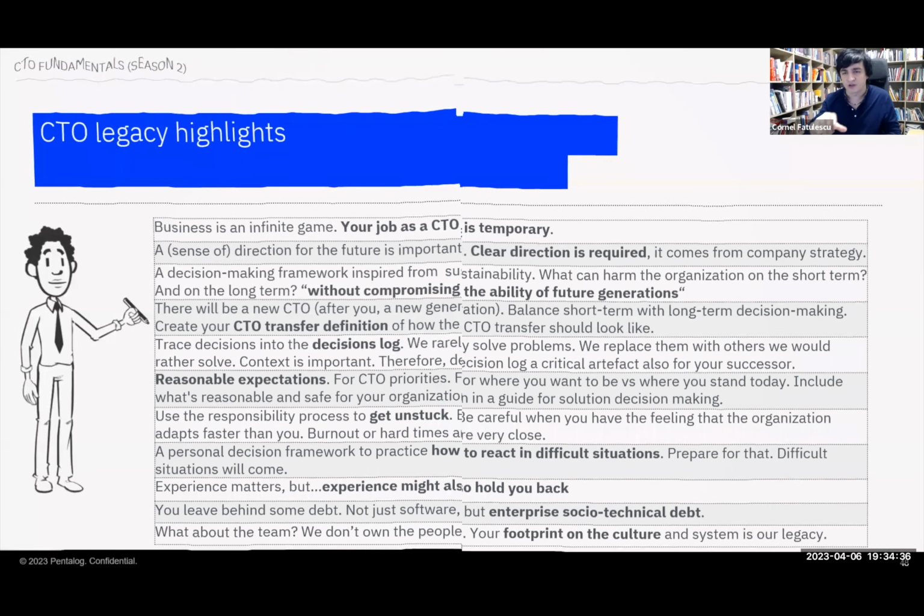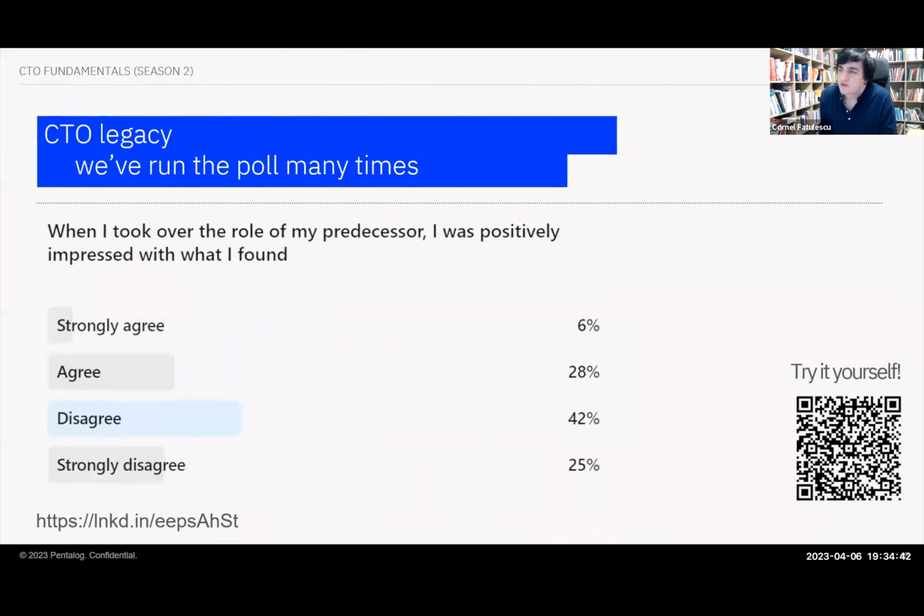And before going to the Q&A, let me show you something else. So we've run many polls in these regards. The key question was mostly the same. And yeah, you can also answer this question. There is a survey for that. It's always helpful to see how others answer. Please do so. When I took over the role of my predecessor, I was positively impressed with what I found.